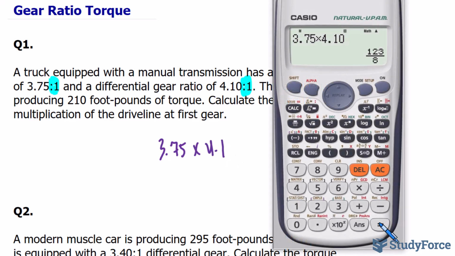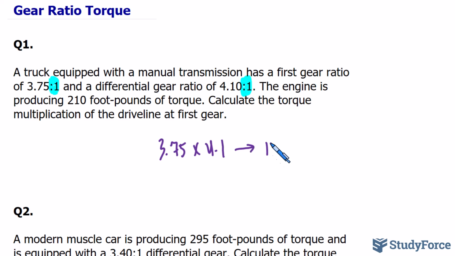Multiplying these two numbers together, we end up getting 15.375, which I'll round to 15.4 for simplicity. So our final gear ratio will be 15.4 to 1. And again, this technique of multiplying the first terms of both ratios together was only possible because both ratios were unit ratios. If your ratio is not a unit ratio, the first thing that you have to do is convert it into a unit ratio before applying this technique.